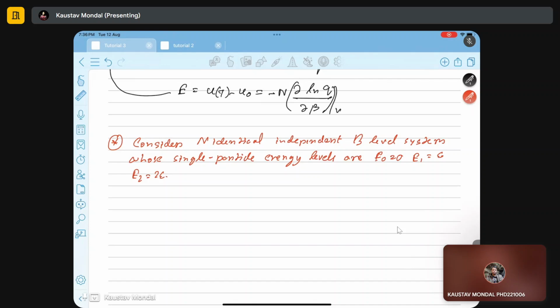So first we will calculate the heat capacity at constant volume, that is CV. So first we'll calculate the CV, then afterwards, if time permits, we'll calculate the other things like entropy and all those things.